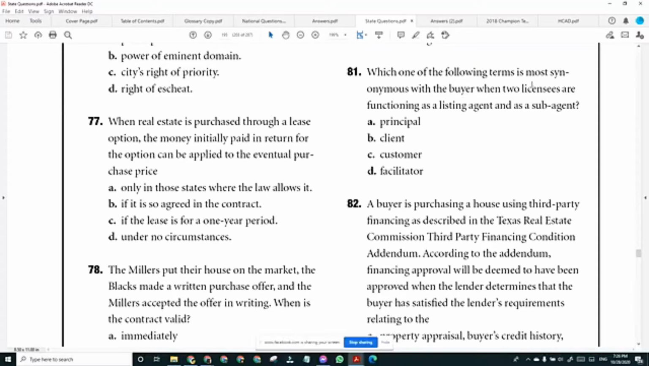Which one of the following terms is most synonymous with the buyer when 2 licensees are functioning as a listing agent and as a sub-agent? A, principal, B, client, C, customer, D, facilitator. See, we did this question on the prior exam. So when we keep doing questions, we start to remember and learn more and understand. So is it A, a principal, B, a client, C, a customer, or D, a facilitator? Which term is synonymous with the buyer when 2 licensees are functioning as a listing agent and as a sub-agent?